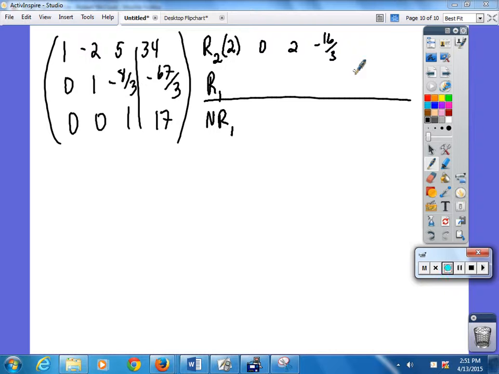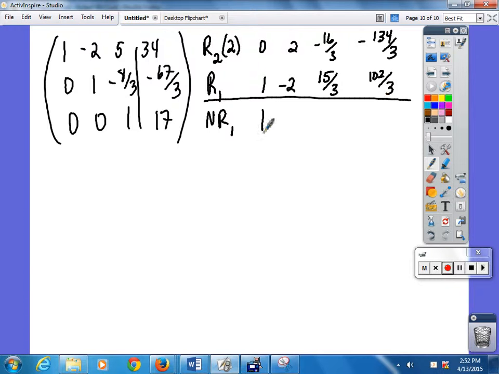Row 2 be 0, 2, 16/3, -134/3. And I'll check my math there. And then add it to row 1, which would be 1, -2, 15 thirds, and 3 times 34 is what? 102. So that'd be 1, 0, 1/3, 32 thirds.